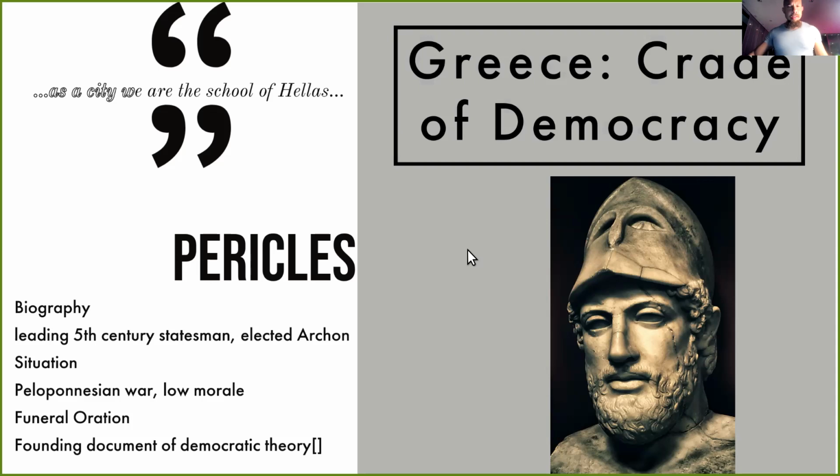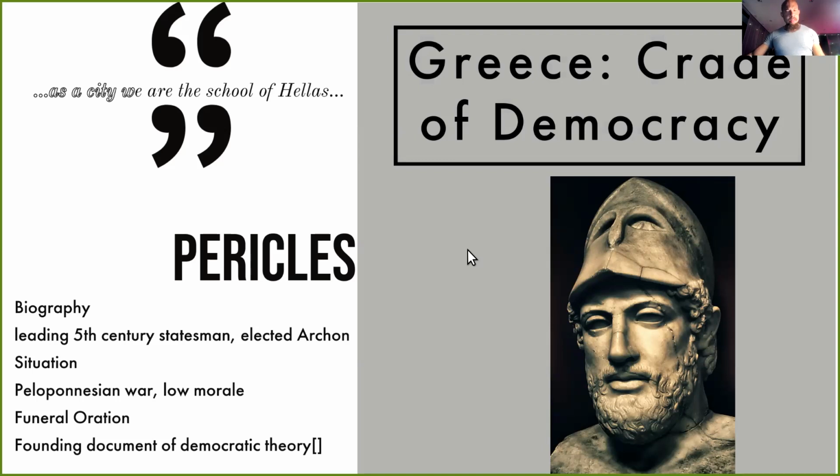Moving on some generations, we get to Pericles, who ruled as archon in what has been considered the golden age of democracy. So he was a leading 5th century statesman, also nobleman, also elected archon, and the situation at the time was not ideal. It was in the midst of the Peloponnesian War, which of course dragged on for many, many years. I think it was in total about 40 years. This war continued and drained much of the resources of the city, so there was low morale.